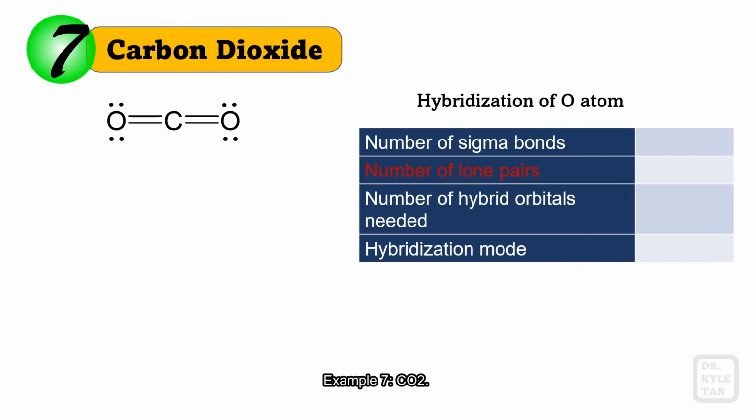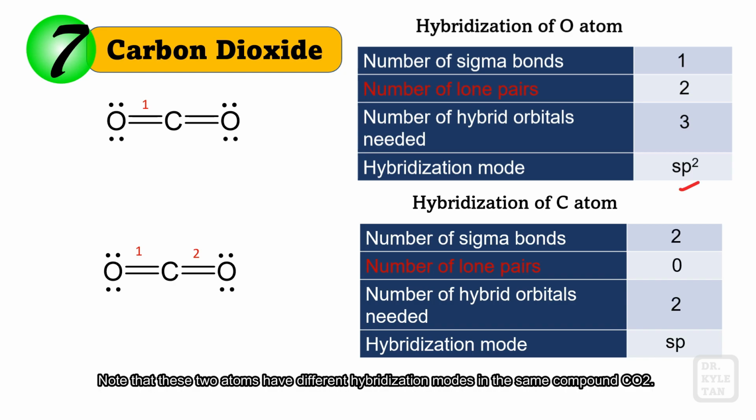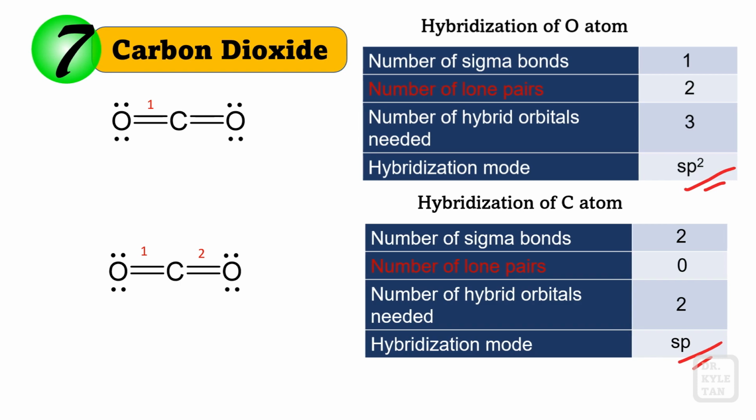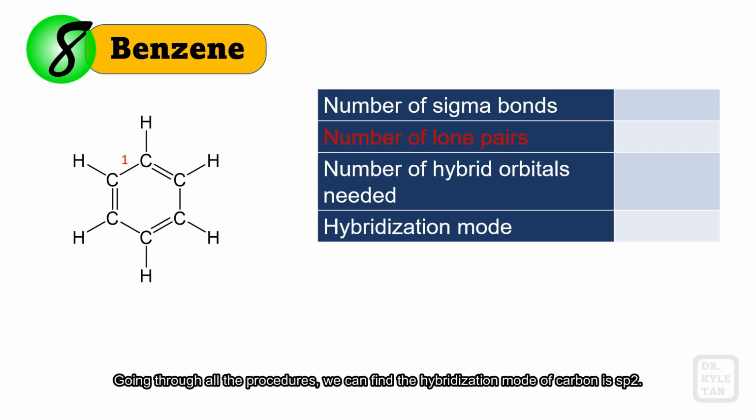Example 7, CO2. The hybridization mode of O atom is sp2. The hybridization mode of C atom is sp. Note that these two atoms have different hybridization modes in the same compound, CO2. Here is the last example, example 8. Going through all the procedures, we can find the hybridization mode of carbon is sp2.